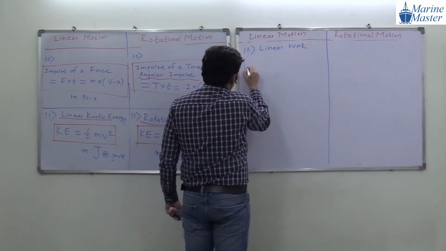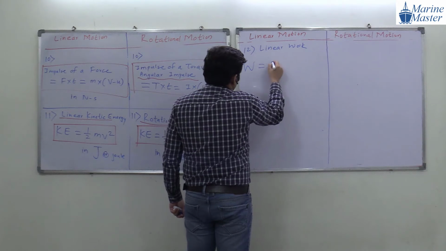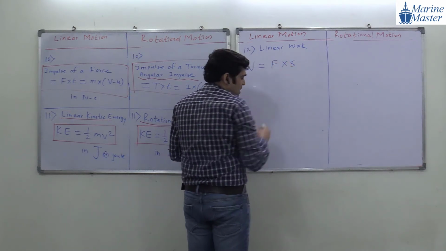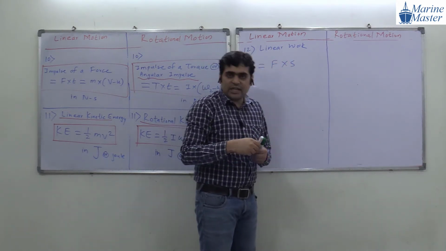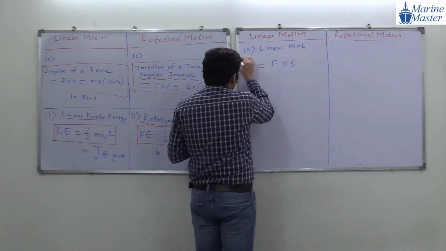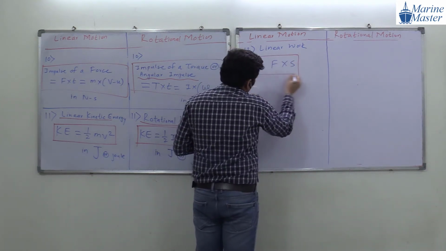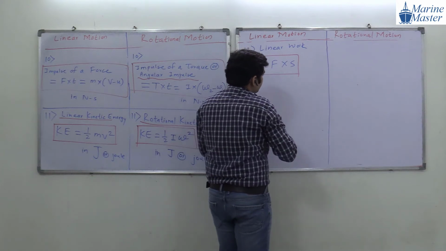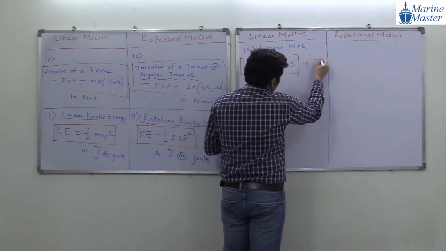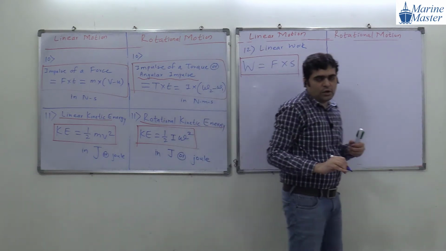Work will be equal to what? W is equal to force into displacement, F into S. That is the relation we have seen. And what is the unit of work? In joule. Work is also joule.